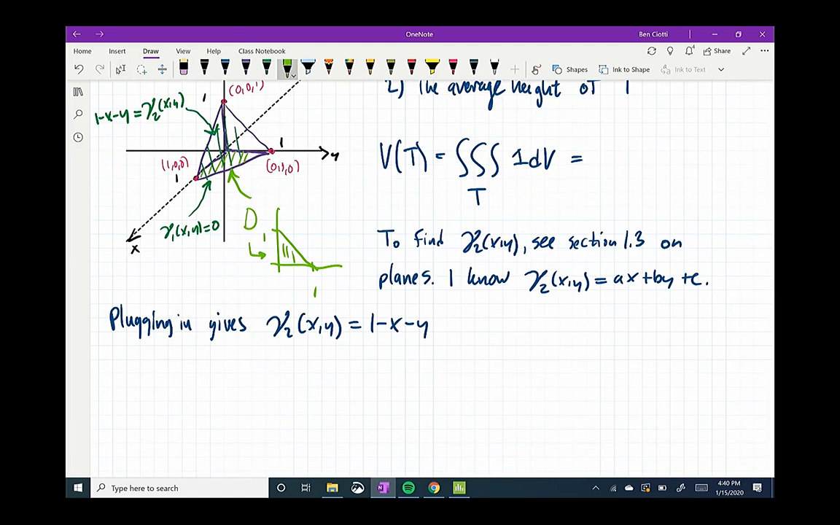Then for D, this line, it's not hard to see, is the line y equals 1 minus x, which is the same as this line.